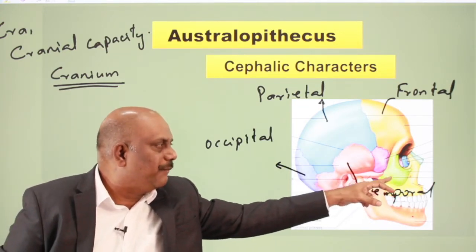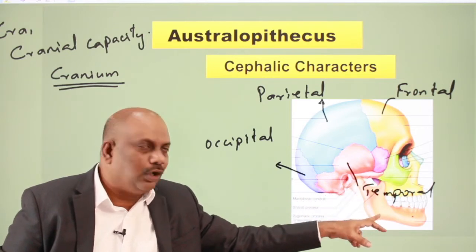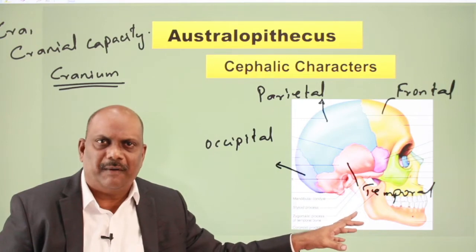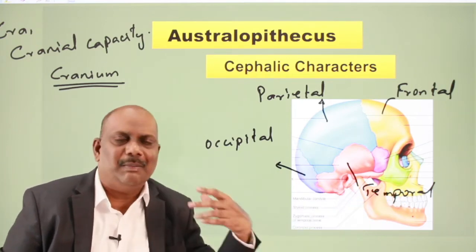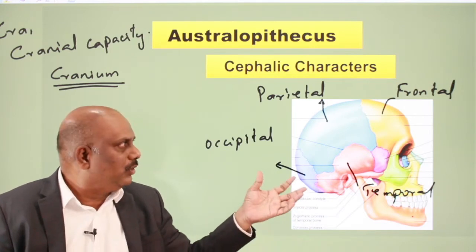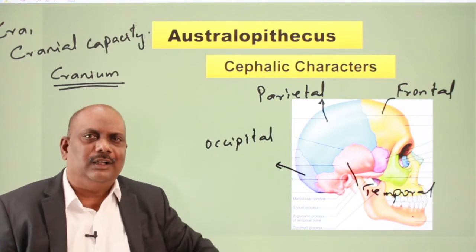So this is the zygomatic bone, this is the zygomatic arch, and the lower jaw is technically called the mandible. I'll come back to that after some time. The upper jaw is called the maxilla. These are facial bones. So I hope you're comfortable with the frontal, parietal, and the occipital.